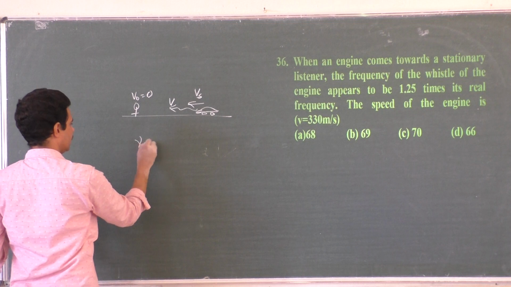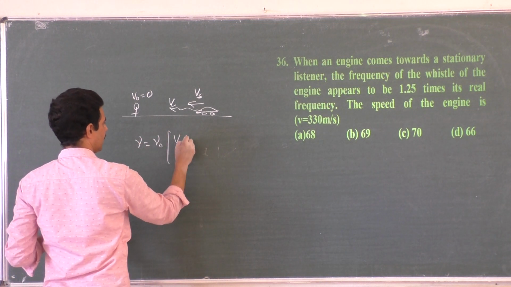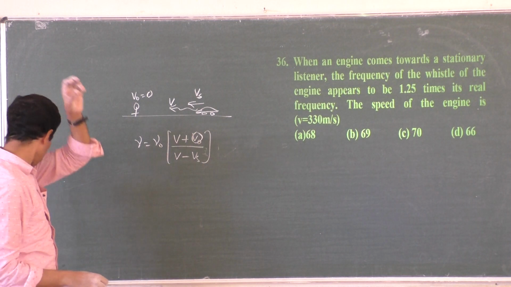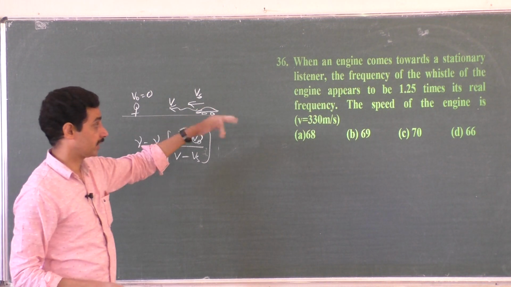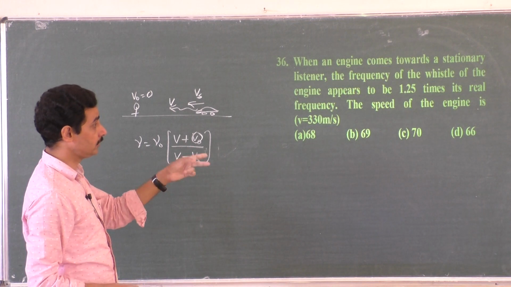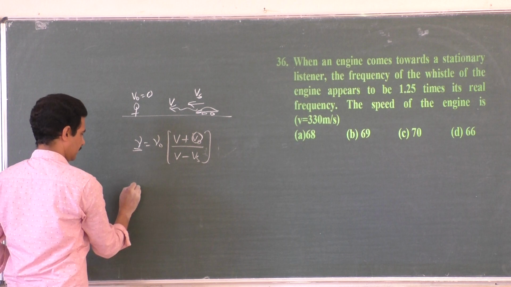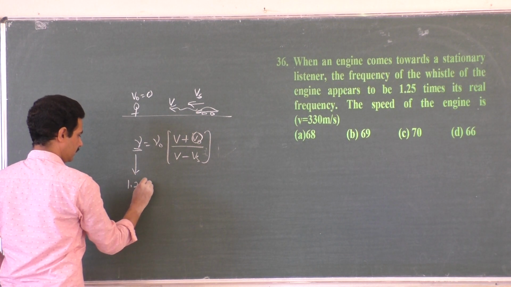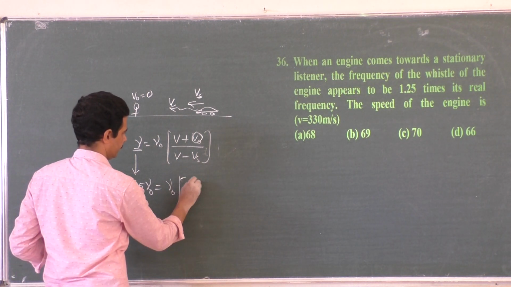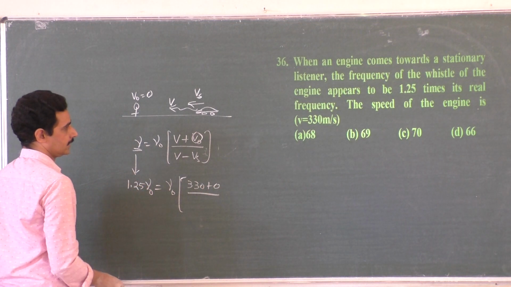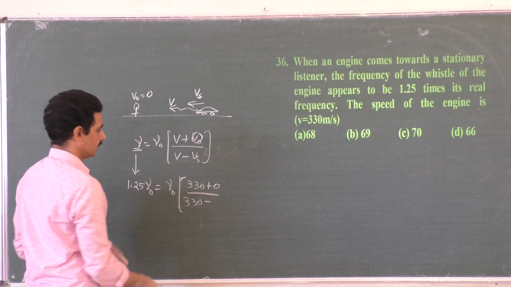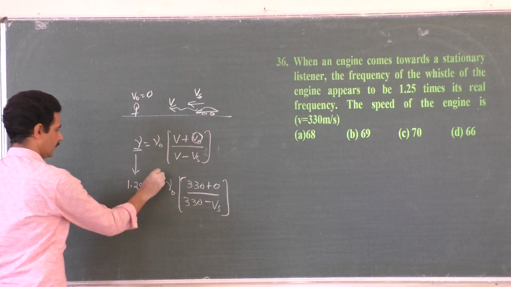Apparent frequency equals real frequency into (v plus velocity of the observer) divided by (v minus velocity of the source). This is 0 because of the stationary listener. Now the statement is that the frequency of the whistle of the engine appears to be 1.25 times the real frequency, equal to real frequency into (velocity of the sound plus 0) by (330 minus velocity of the source, which is in the negative direction). That is what you have to find out. Nu naught gets cancelled.